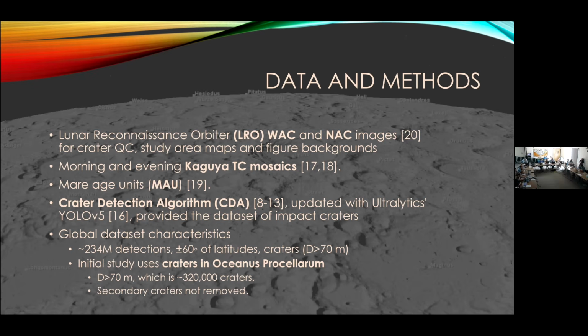So we're just talking about Oceanus Procellarum in the west, with craters down to 70 meters, and that boils down to about 320,000 craters. This is probably a vital note: secondary craters are not removed in this data set. They did remove secondaries with a clustering mechanism above 300 meters, but it's just not realistic at these smaller crater levels.